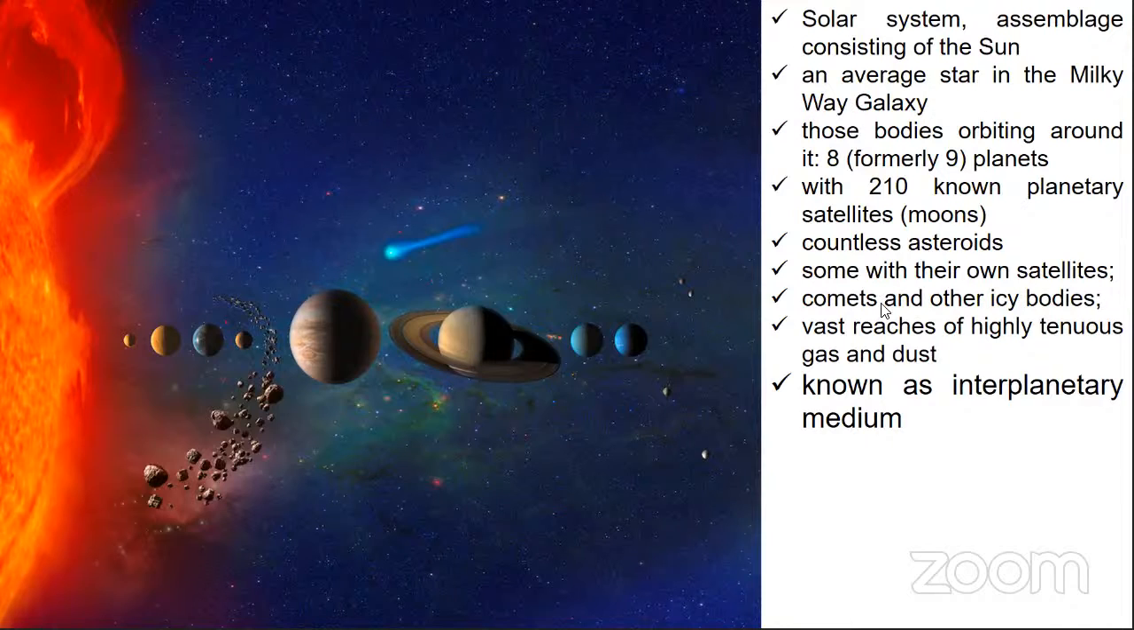Some planets have their own satellites, and there are comets and other icy bodies, and vast reaches of highly tenuous gas, tenuous meaning very thin gas, and dust. The entire thing put together is known as the interplanetary medium.